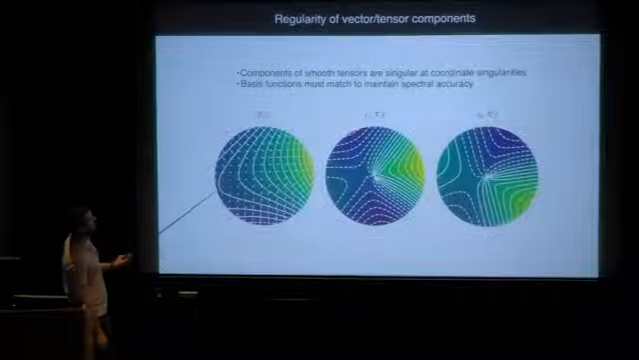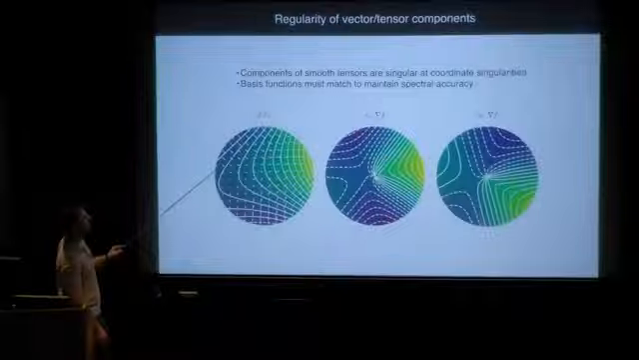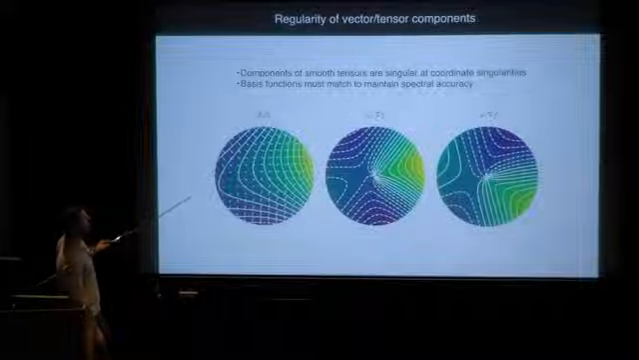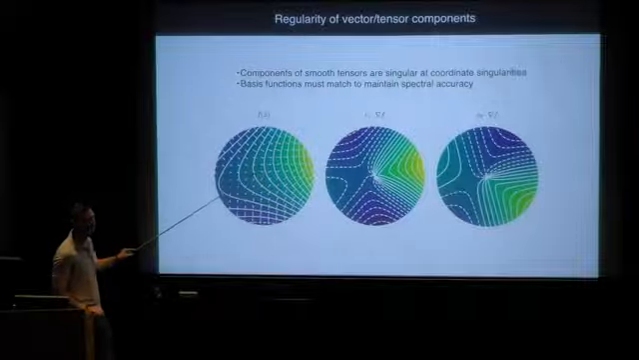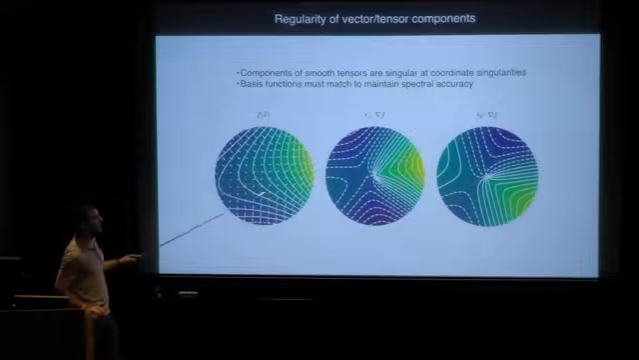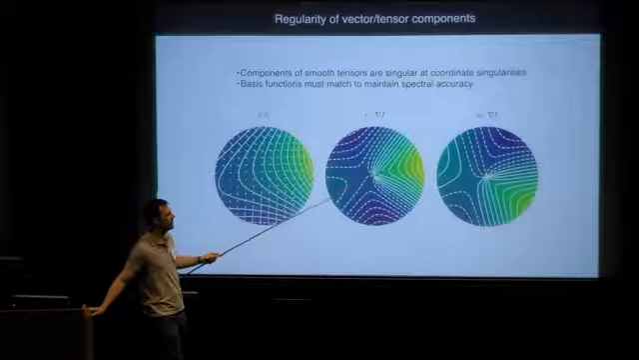So for instance, this is a plot of a smooth vector field. Well, a smooth function, so f is a function of x. And here I'm plotting the contour lines of this function f and the gradient in the arrows here. So this is a completely smooth, very well-behaved function. But if I look at the components of its gradient in polar coordinates, those components are actually singular at the origin.